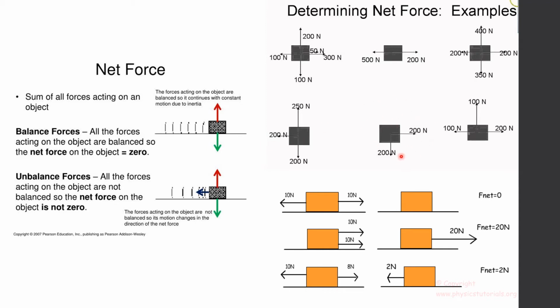This example, gagalaw. Yes, gagalaw siya to the east and south. How about this? Gagalaw ba siya? Gagalaw siya to the north and gagalaw din siya to the east with 100 newtons to the east. Yan. Ito naman, this one, your net force is 0. Ito naman, this one, your net force is 20 newtons because they are in the same direction. When they're in the same direction, you add them. So that's 20. But if they're in the opposite direction, you subtract. So that's 10 minus 8, that will be 2 newtons.